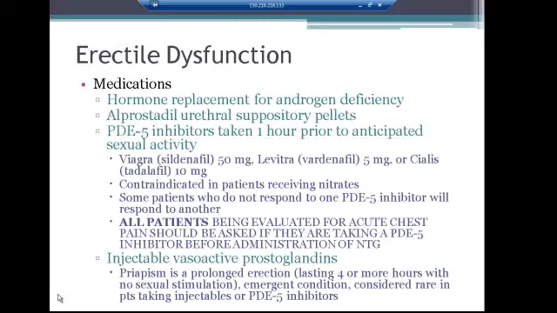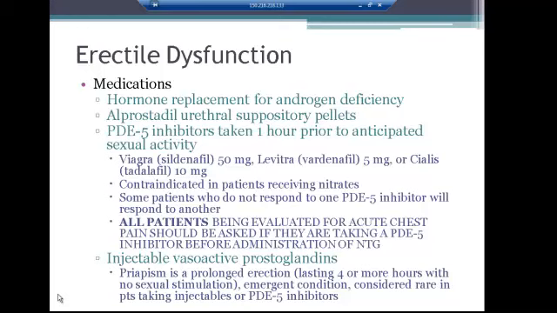Okay, there are multiple medications that can be used for erectile dysfunction. Hormone replacement is used for androgen deficiency. That's in the medications we talked about earlier. There are urethral suppository pellets that can be inserted literally right into the urethra. They're not as effective as a lot of the other agents, but it is something that's out there.